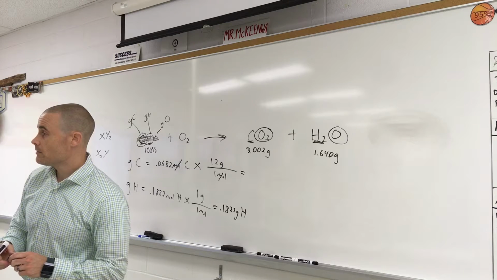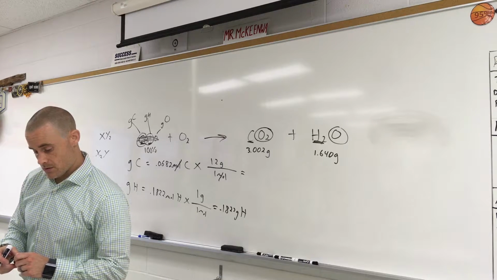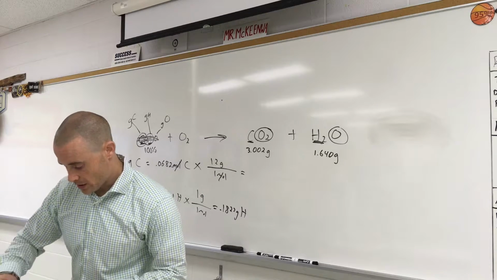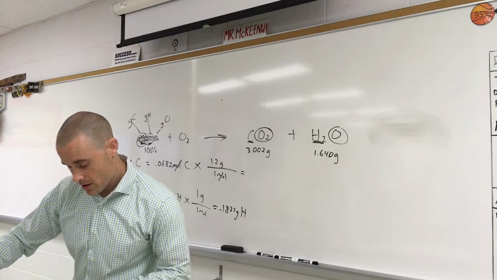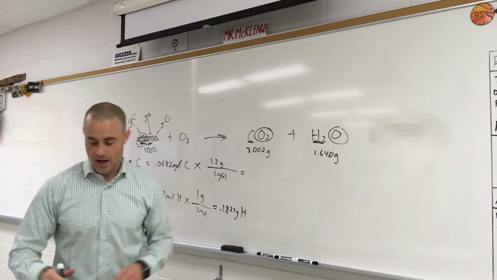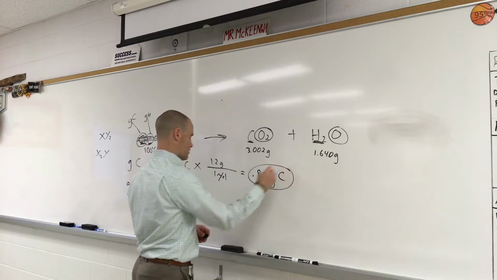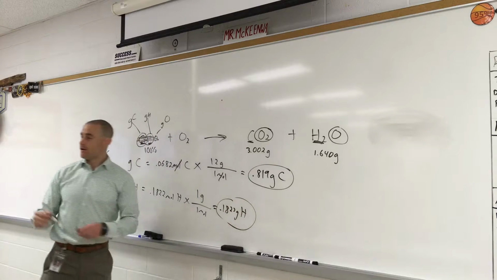14 point 0.8184. Did I do that wrong? I'm looking at the wrong problem. Point what? Sorry, 0.8184. Yeah, I got 0.819. 0.819 grams of carbon. Okay, we're gonna circle that. All right.